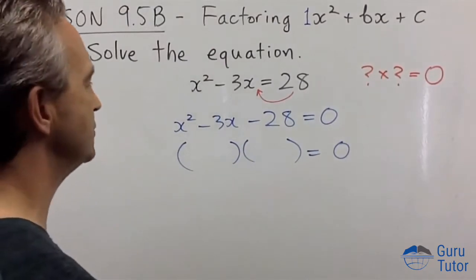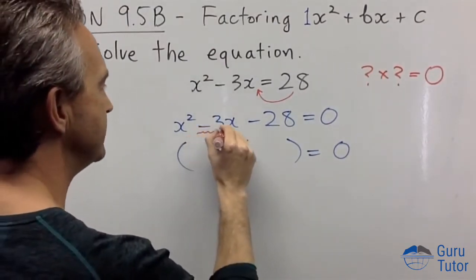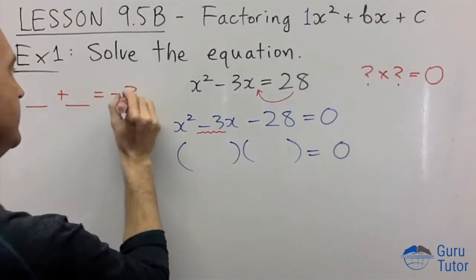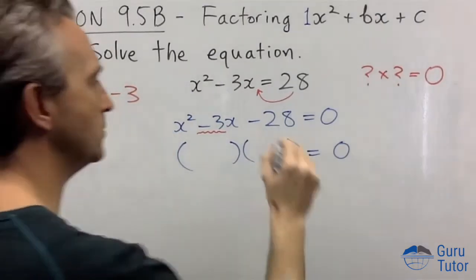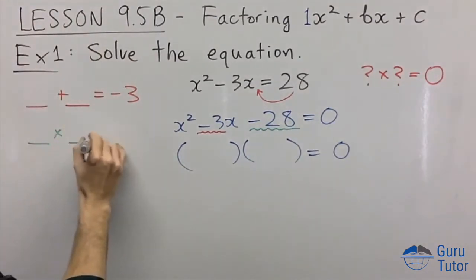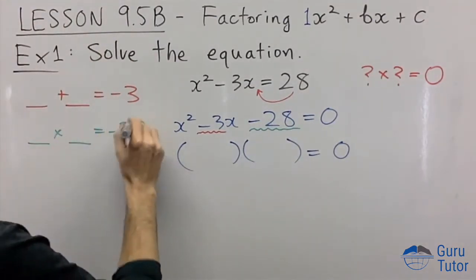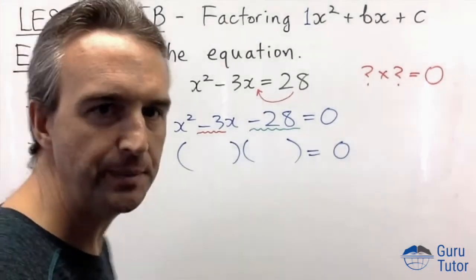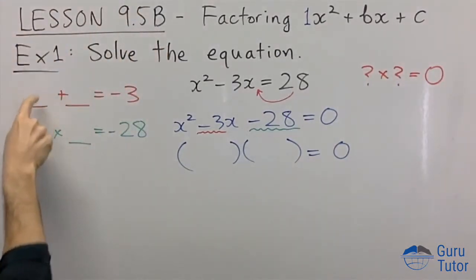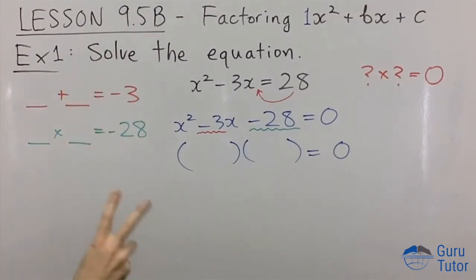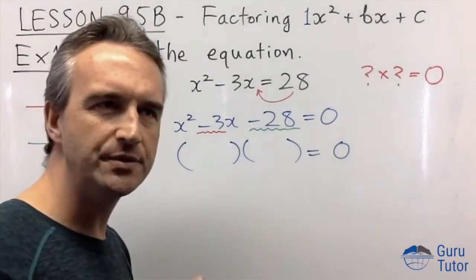So we need two numbers that add to give negative 3. Something plus something equals negative 3. And we need two numbers that multiply to give negative 28. So something times something equals negative 28. What are these magic numbers going to be? Remember, it's going to be the same two numbers here, okay? This has to be the same, this has to be the same. Factors of 28 that have a difference of 3.